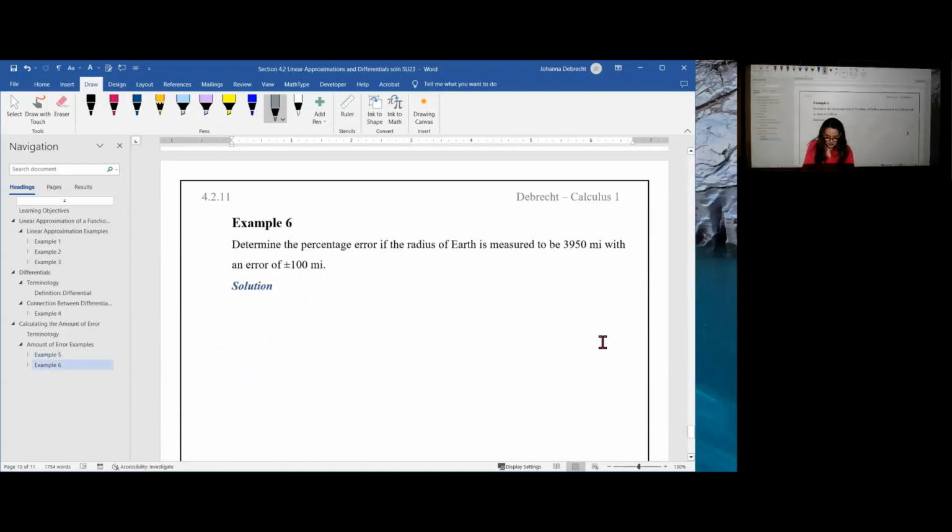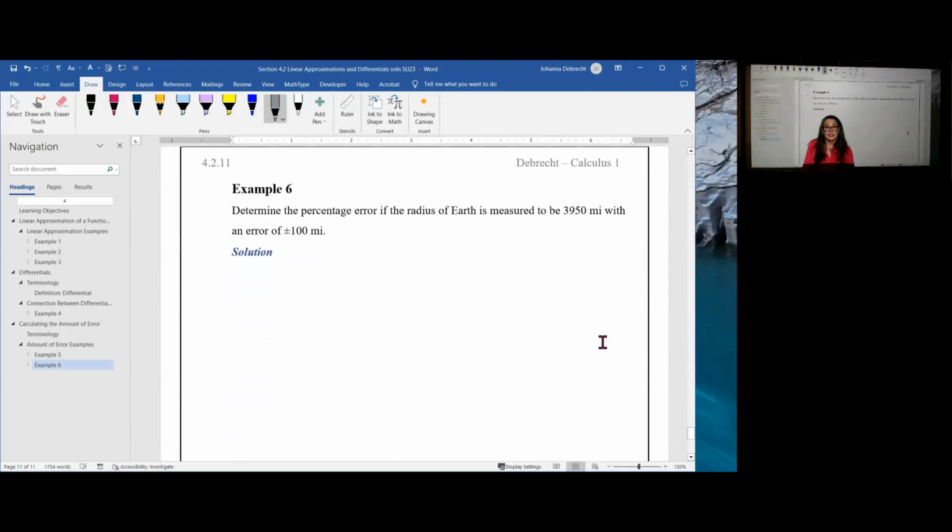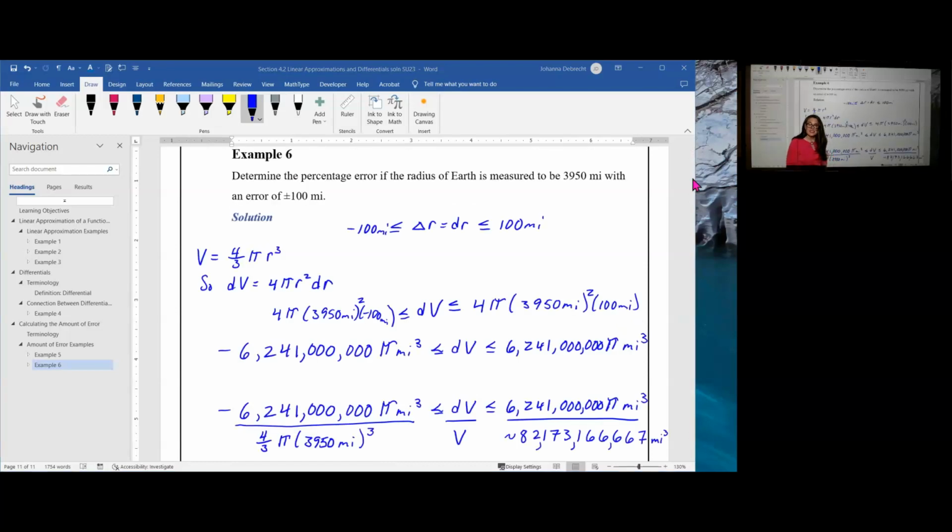Let's now take a look at the last example, which is very similar to the one before. Pause the video and work it out, then turn the video back on to compare your answer with mine. Let's now compare our work. We start with the change in the radius being between negative 100 miles and 100 miles. This is the estimated error in measuring the radius.